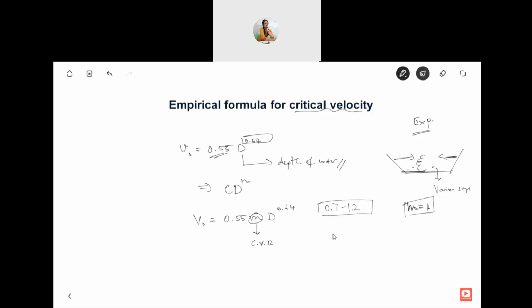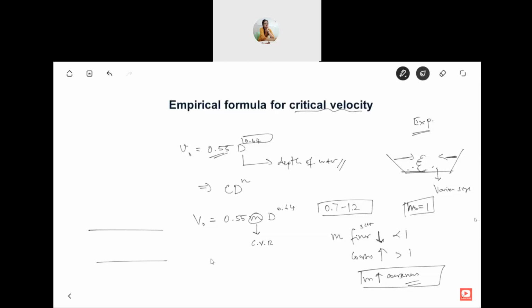So this m, if the silt is finer than the Bari-Doab canal, the m value is less than 1. And if it is coarser than the Bari-Doab canal, it is greater than 1. So this m increases with coarseness of the silt. That is, if the size of the silt keeps on getting bigger, m increases.